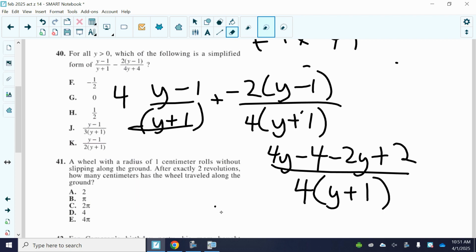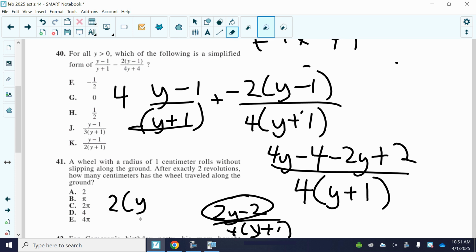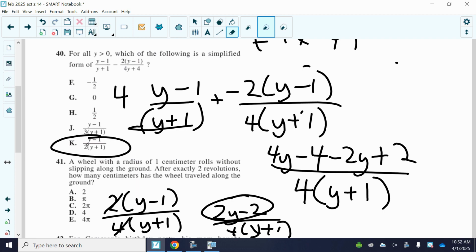2y minus 2 over 4y plus 1. And furthermore, you factor out the 2 again, and you get 2y minus 1 over 4y plus 1. Finally, the 2 cancels with the 4. That was a hard problem. The answer is K.